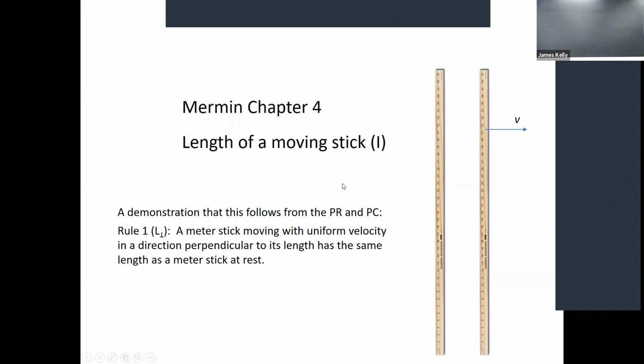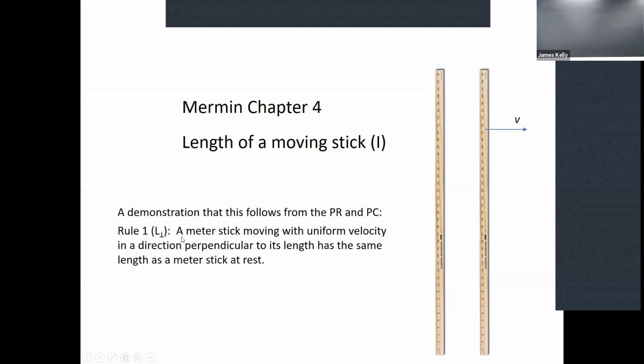Okay, so we're going to prove a result that Merman calls Rule 1. I don't really like Merman's numbering scheme for the rules he's going to prove, because we're going to have rules 1, 2, 3, 4, 5. And after a couple chapters, it's hard to remember what Rule 4 says if you're just numbering them like that. So I give it my own name. I'm going to call it Rule L perpendicular, because it has to do with length when an object is moving perpendicular to its length. So we're going to talk about motion perpendicular to the length of a meter stick.